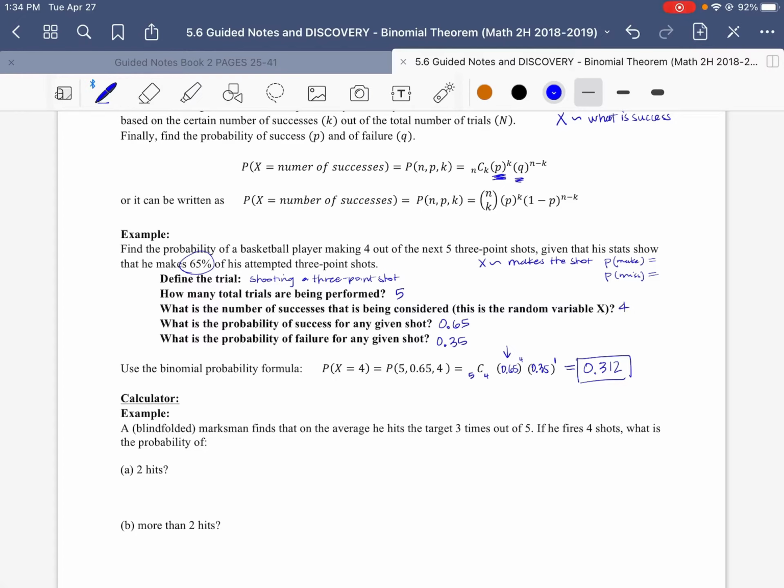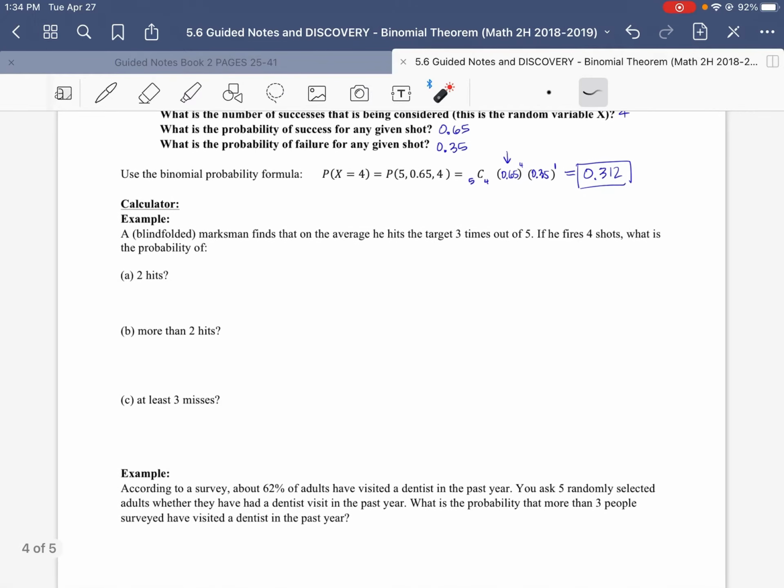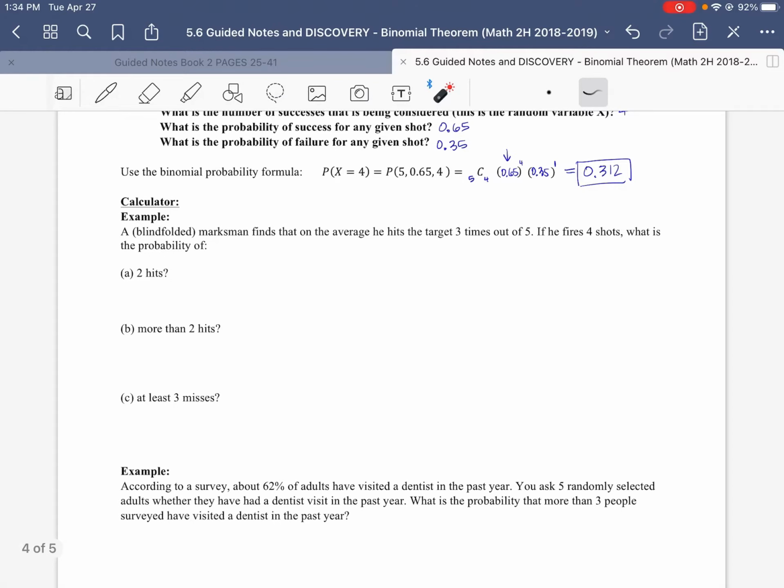Okay, let's try that on a couple of these other ones, and then we'll talk about how sometimes we can have more than one outcome that we're considering. Here it says, a blindfolded marksman finds that on average he hits the target 3 out of 5. If he fires 4 shots, what is the probability of 2 hits, more than 2 hits, at least 3 misses? As we look at this, again, we get to define success. Because this relates to hits, I'm going to call success him hitting the target.